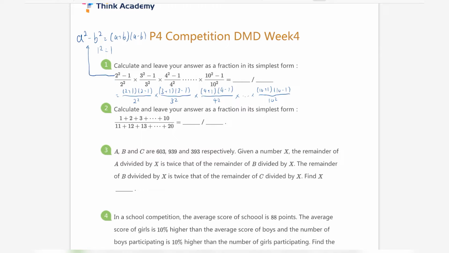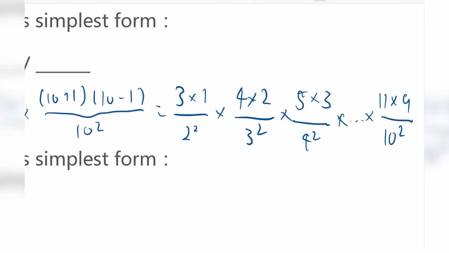That's the main idea. Simplifying this a little more, we obtain 3 times 1 over 2 squared, multiplied by 4 times 2 over 3 squared, times 5 times 3 over 4 squared, all the way to 11 times 9 over 10 squared. Now notice there's a lot of cancellation going on over here.